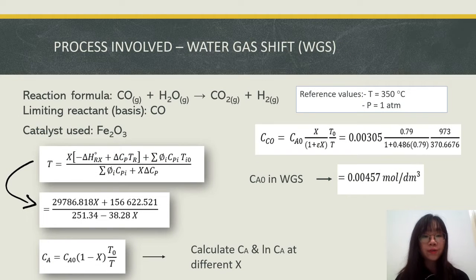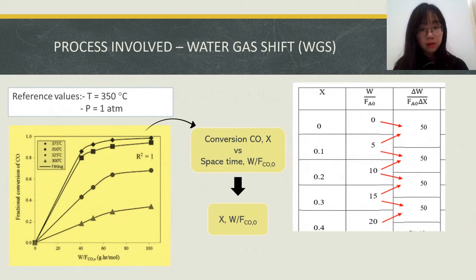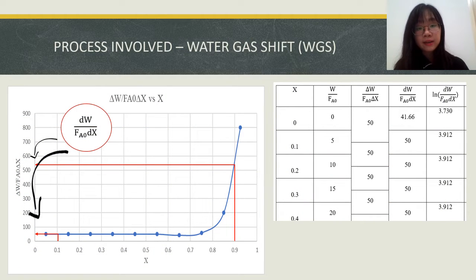Moving on to the water gas shift reaction, the reaction formula is shown here, where carbon monoxide is reacted with steam to produce carbon dioxide and hydrogen. Limiting reactant here is carbon monoxide, while the catalyst used is Fe2O3. The calculation steps are similar to the previous SMR, just that the CA0 here is different, where it is the outlet concentration of CO at the SMR. From the graph here, we can get the conversion of CO and the space-time, and similar steps were taken like the SMR. For this part, it is also the same as the SMR reactor.